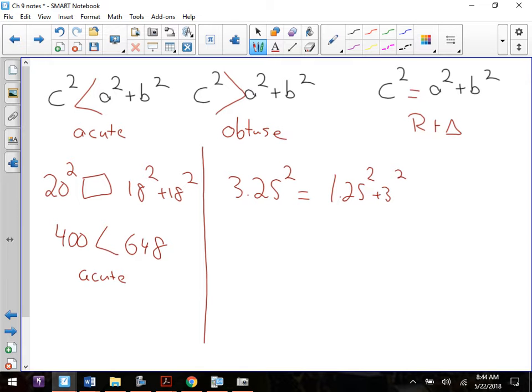And then the last one, you got 12 squared, 3 squared, and 100 or 10 squared, excuse me. So you have 144 is greater than 109, so it was obtuse.